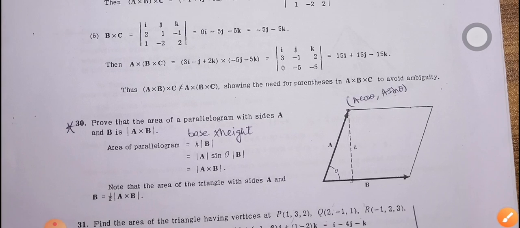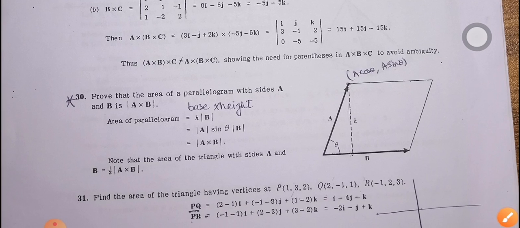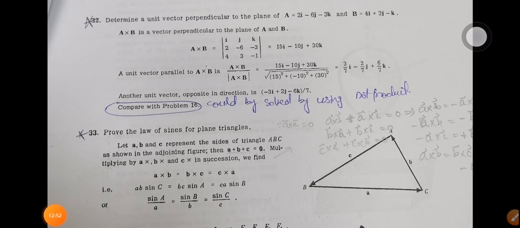Then we have question number 30, which we have already discussed. Question number 31, you have to solve on your own, and if you have any problem you can ask me. Then we have question number 32.